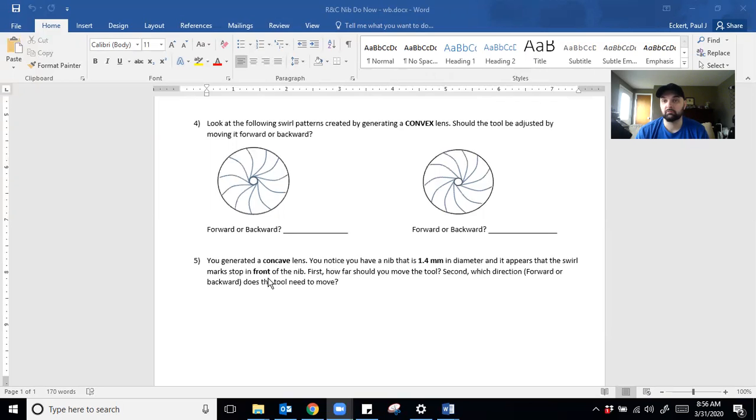So it says first, how far do you move the tool? Half of 1.4 is 0.7. Second, which direction, forward or backward, does the tool need to move? Let's think about this. Here's my lens again.